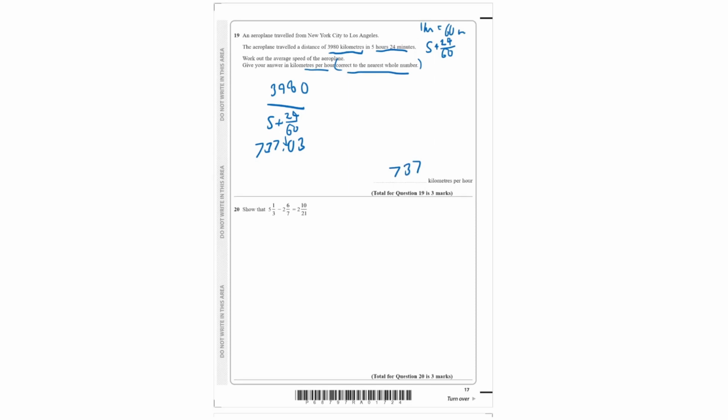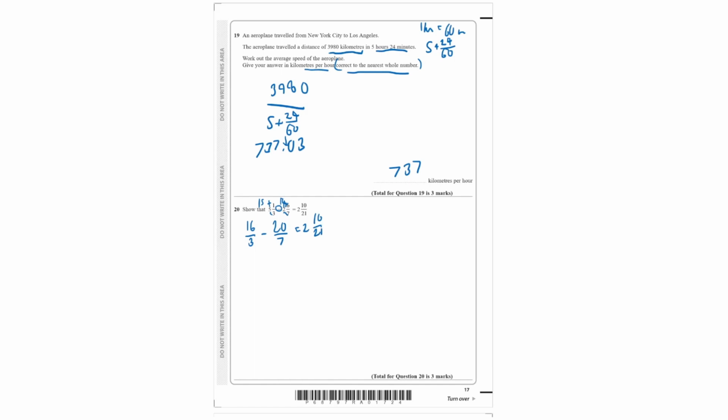Question 20. Show that 5 and 1 over 3 minus 2 and 6 over 7 equals 2 and 10 over 21. We can change this from mixed fractions to improper fractions by multiplying the whole number with the denominator and adding that to the numerator. 5 times 3 is 15. 15 plus 1 is 16. And we write the same denominator, which is 3. We write the subtraction sign and we move on. 2 times 7 is 14 plus 6. So that's 20 over 7.